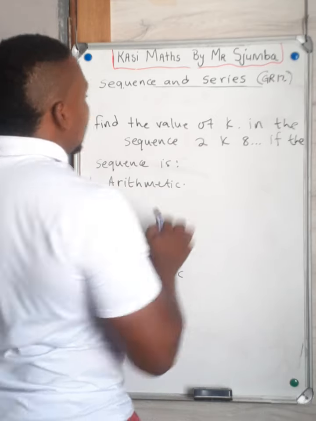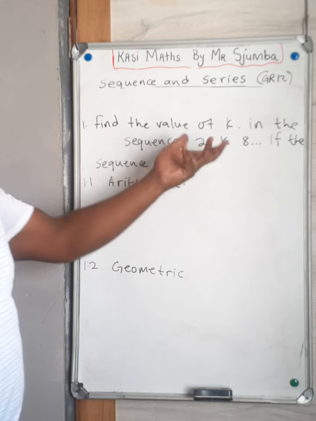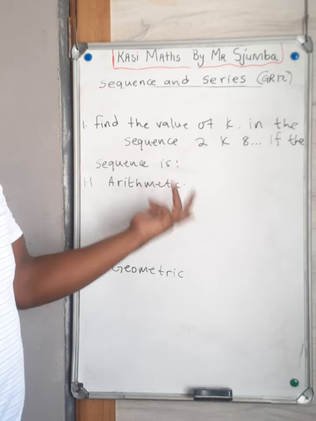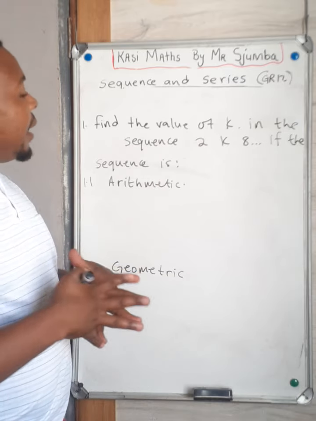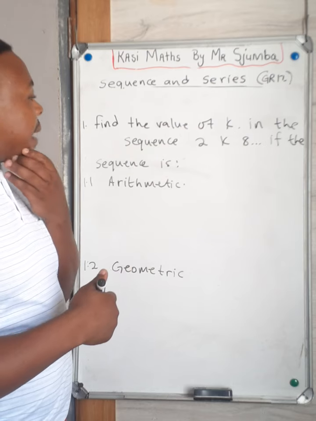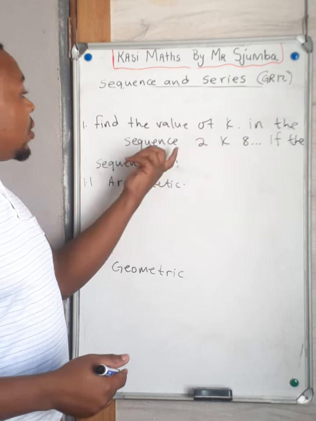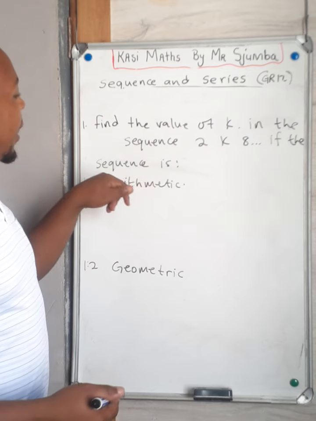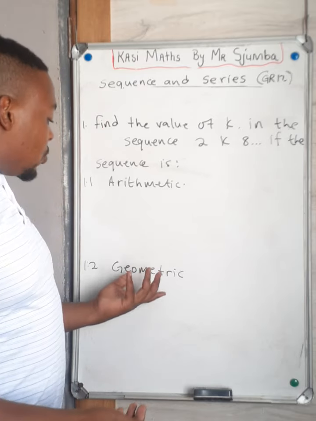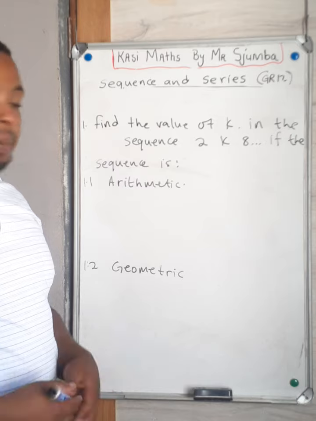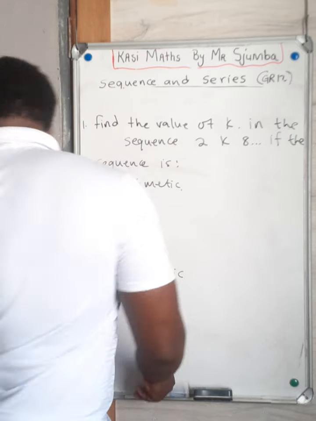Okay, so now you'll find a question where you'll be given a sequence with one unknown value. Sometimes it can be p, k, or x. Then the question will ask if you can find the value of the unknown variable, which here is k, if the sequence is arithmetic. The question could also ask if the sequence is geometric. So how do you go about answering this question?